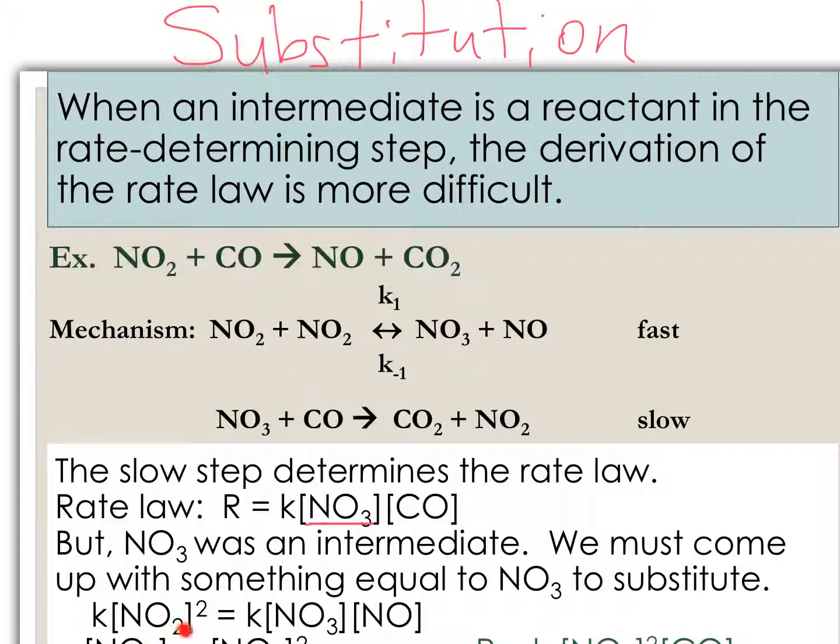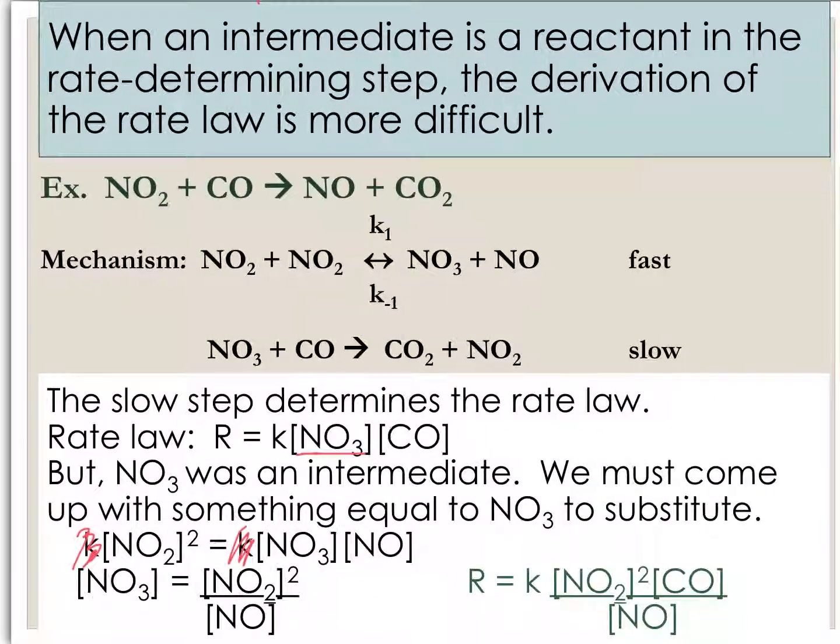So K NO2 squared, right? There's two NO2s. K NO3 NO. I'm wanting NO3 by itself. Okay, well the K's cancel, right? K is the same. Now we're just doing basic math here. I want NO3 by itself, so I would divide both sides by NO. Do you see that? NO3 is equal to NO2 squared over NO.